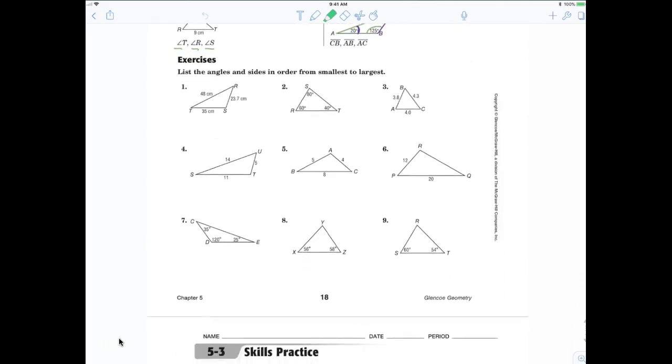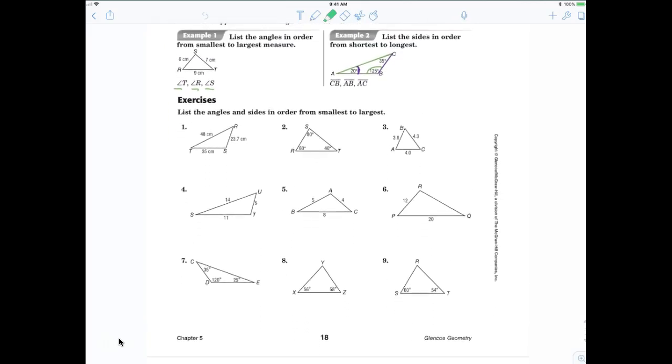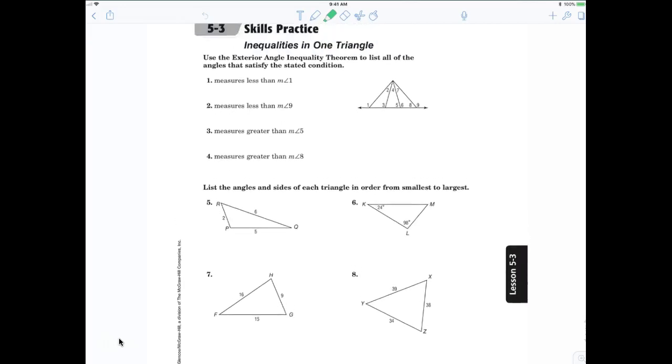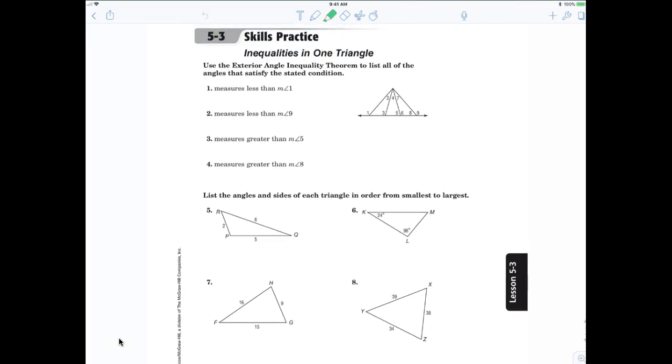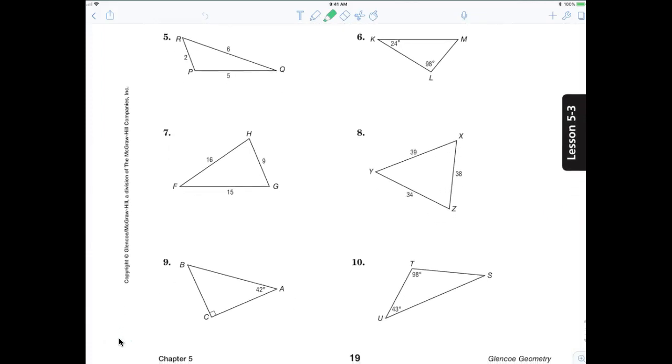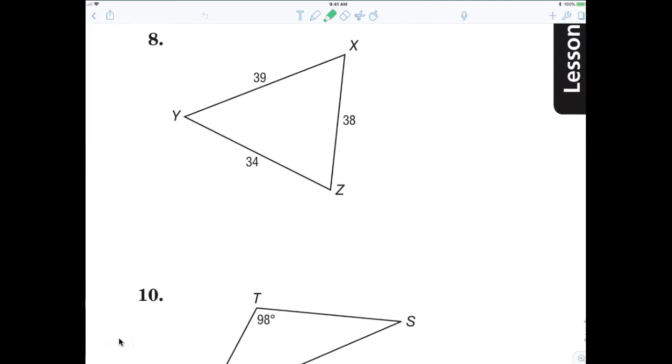On the second worksheet, was that hard? No, that was easy. Okay, so now let's go over here. Let's take a look at number 8. List the angles, right? I'm not sure why this one was difficult. I just don't know how to do it. Look, this is 40 or 34. That goes with X.